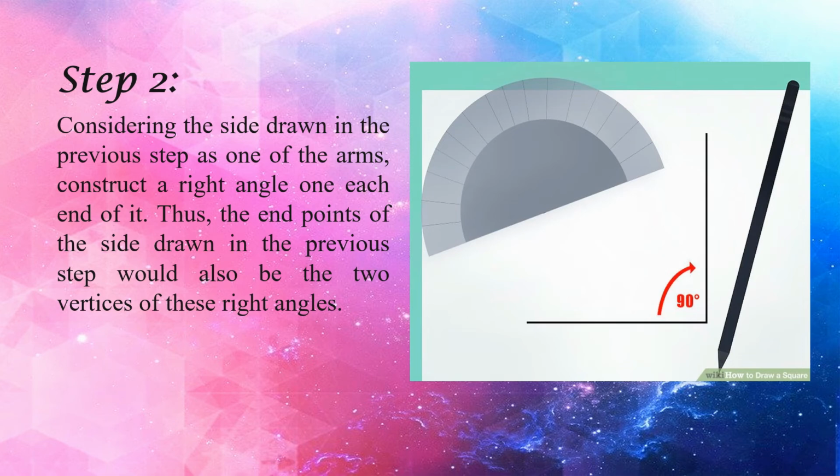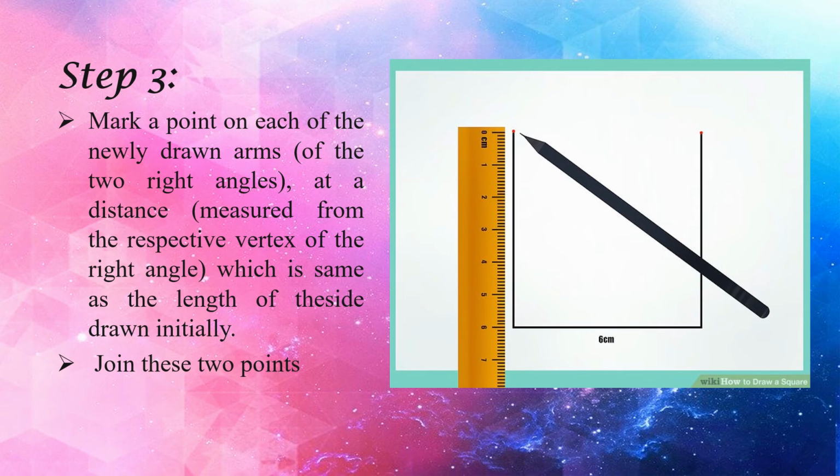Step 2. Considering the side drawn in the previous step as one of the arms, construct a right angle on each end of it. Thus, the endpoints of the side drawn in the previous step would also be 2 vertices of this right angle. Step 3.